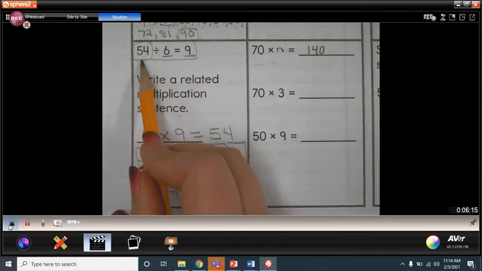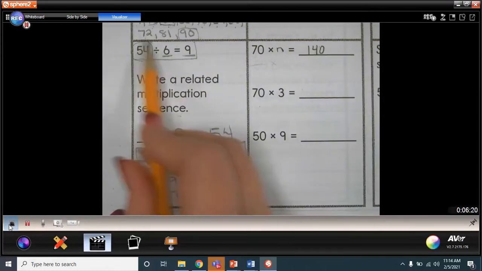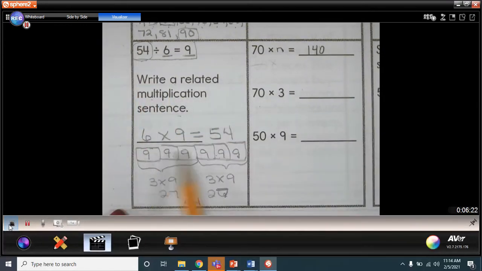So multiplication and division are opposite of each other. With division, I start with my total and break it up. With multiplication, I take all the groups and add all the amounts back together to get my total.